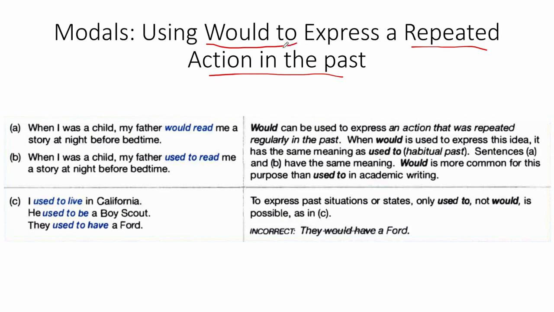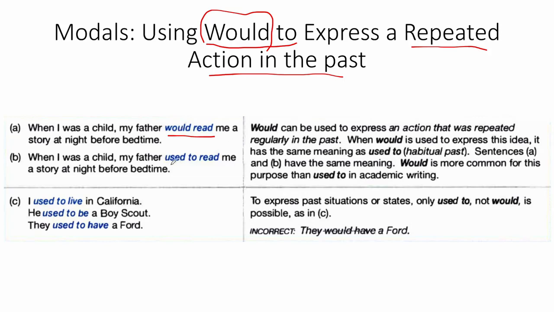Just would, okay, without to. Would to express a repeated action in the past. For example, when I was a child, my father would read me a story at night before bedtime. So when I was a child, at that time, there was a repeated action that my father used to do, which is would read me a story at night before bedtime.